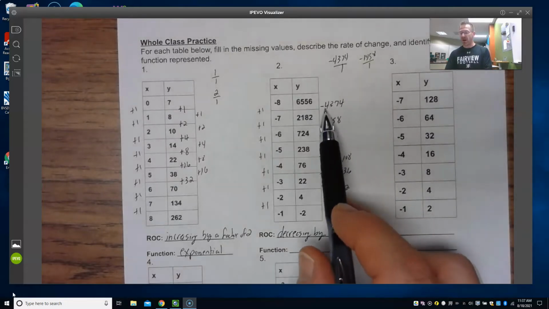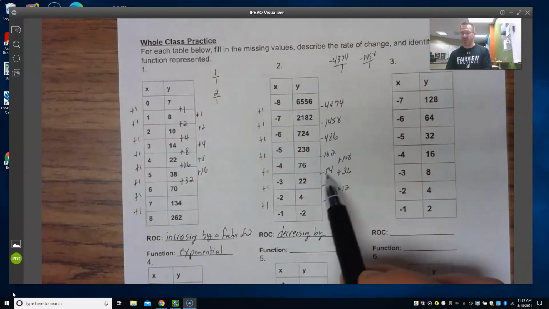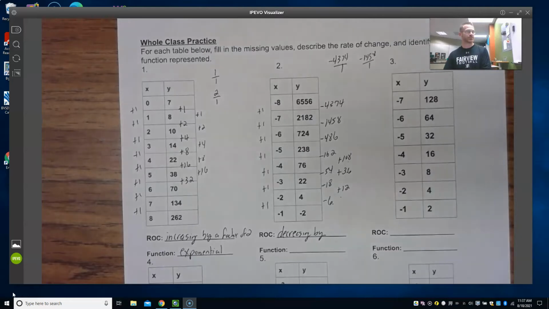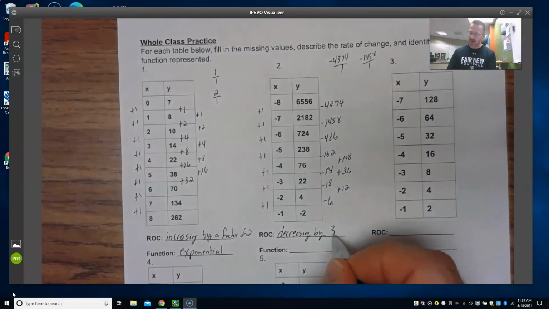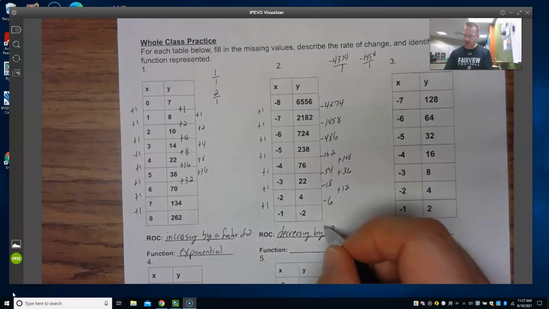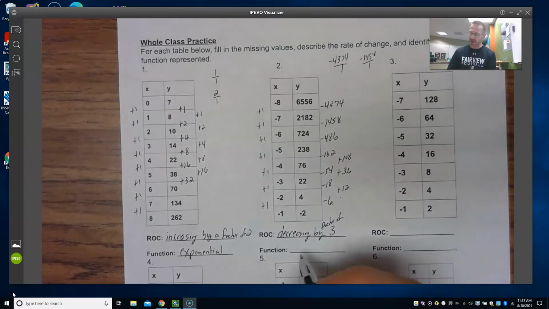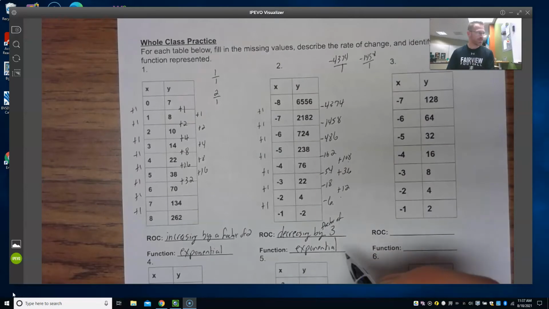In fact, if I go back up here and divide all these by 3, it works. 54 divided by 3 is 18. 18 divided by 3 is 6. So there's that, and I forgot my factor of 3. Now that definitely means it's an exponential function.